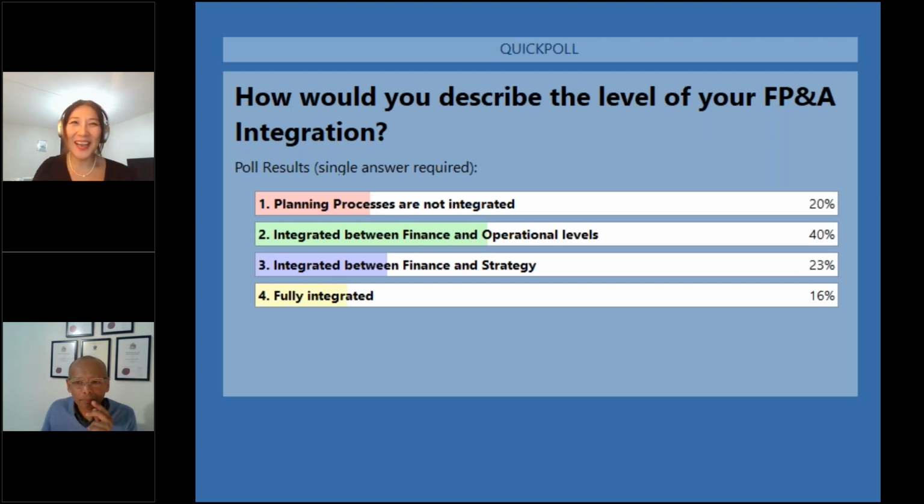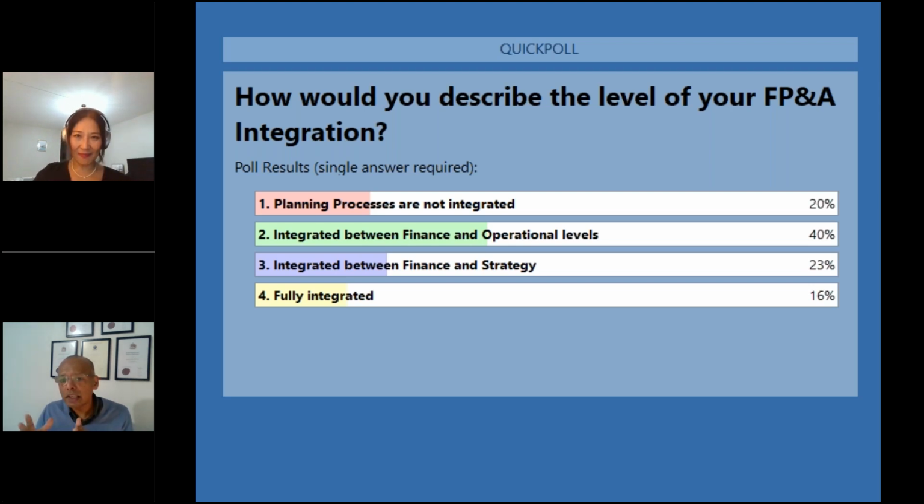Yes, I would say that the result looks as I expected, and indeed, the organizations I have worked for also had integrated planning between finance, operations levels and strategy as well, but not system-wise. But we had a mechanism to do so. Fantastic, thank you.